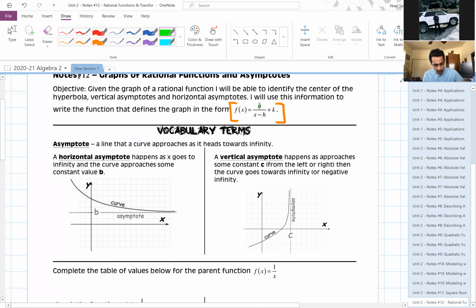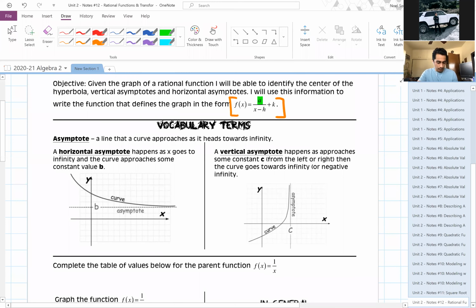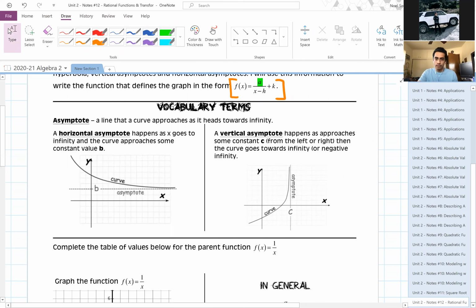a will still be the determining factor as to whether you will compress, stretch, or reflect, okay? So a still controls the same things that it controlled in all of the previous functions. It's just that it looks slightly different. a is in the numerator, and you have your x, your variable, in the denominator, and that's what makes this a rational function. Having the variable in the denominator is what gives us this rational function, okay? Any questions on that so far?